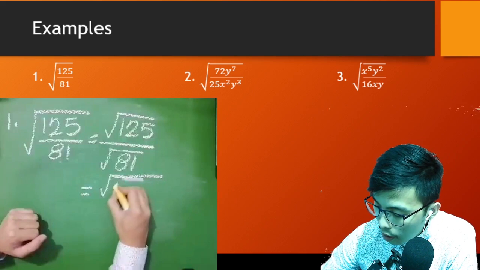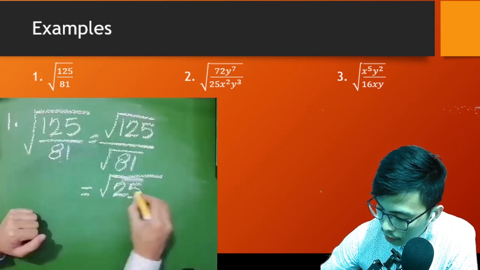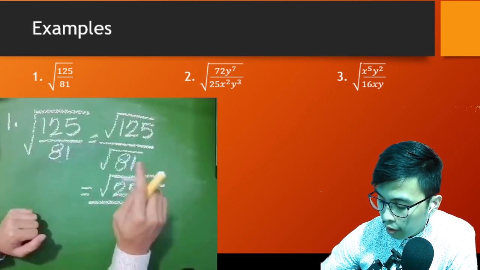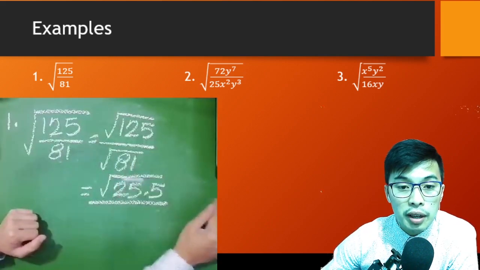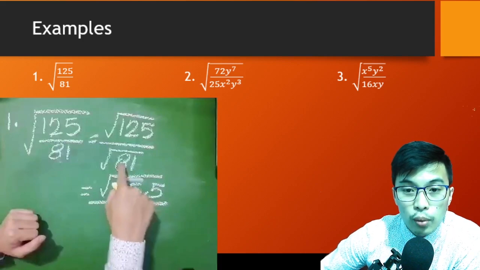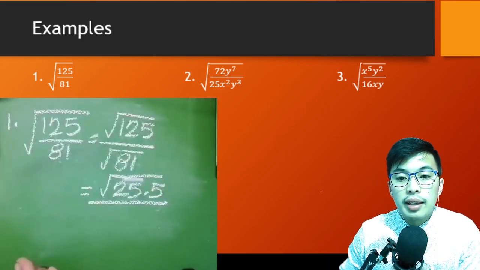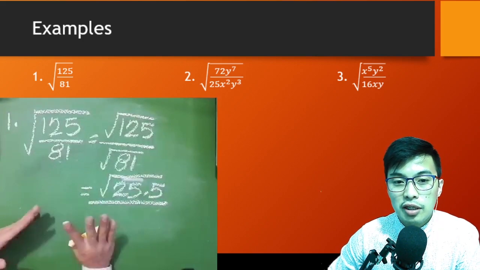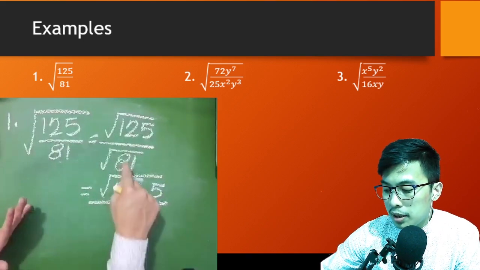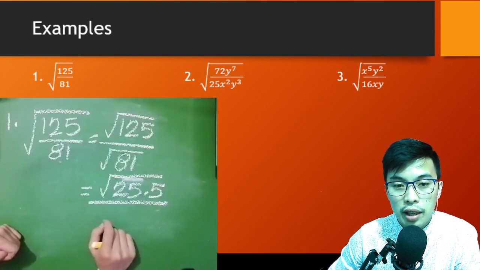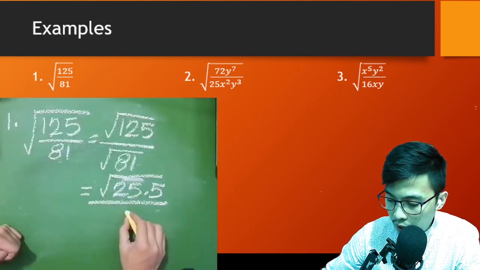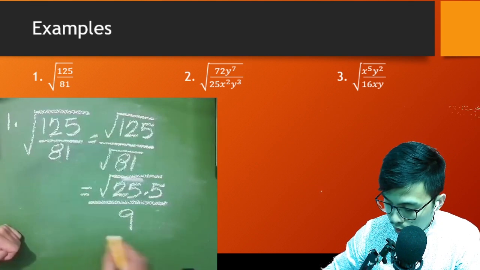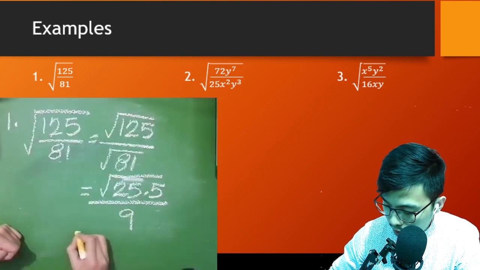Okay, so 25 times 5. And then we move on to the denominator. Okay, square root of 81. 81 is already a perfect square. No need to factor for that. Pwede na natin siyang kunin immediately yung square root niya. And the square root of 81 is equivalent to 9. Alright? So, let's simplify this.